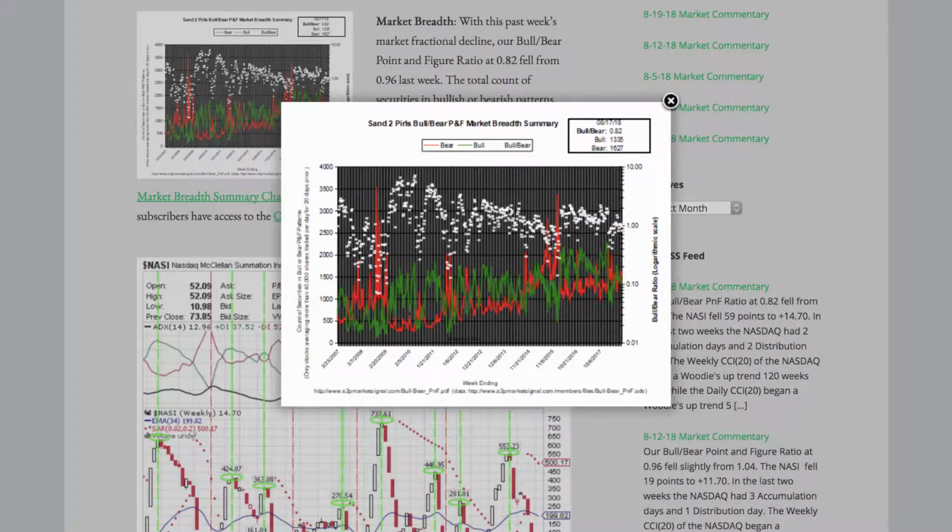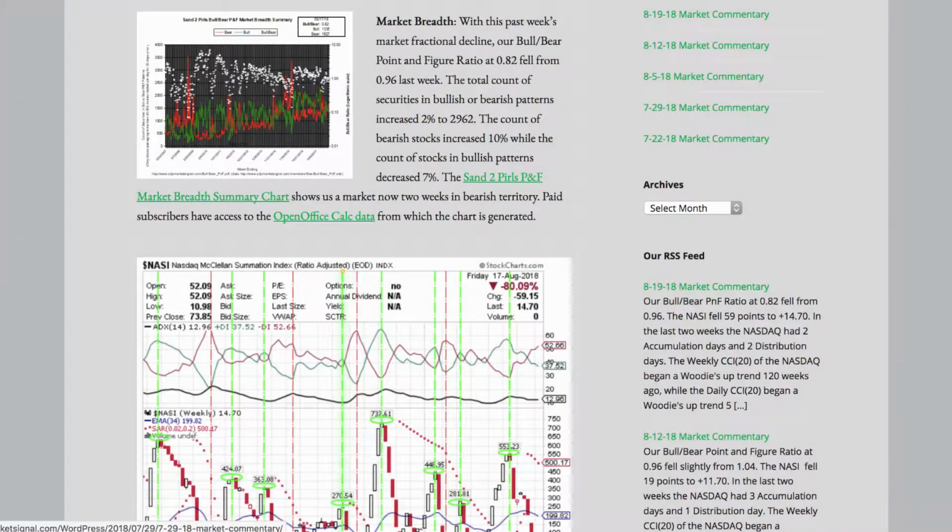Market breadth. With this past week's fractional decline, our bull-bear point and figure ratio at 0.82 fell from 0.96 last week. The total count of securities in bullish or bearish patterns increased 2% to 2,962. The count of bearish stocks increased 10%, while the count of stocks in bullish patterns decreased 7%. The Pirls P&F Market Breadth Summary Chart shows us a market now 2 weeks in bearish territory.